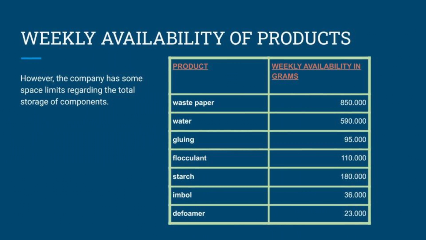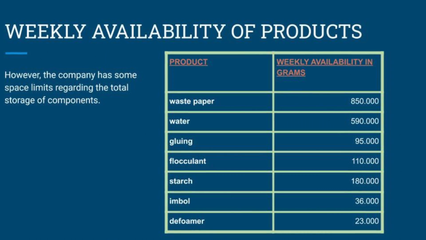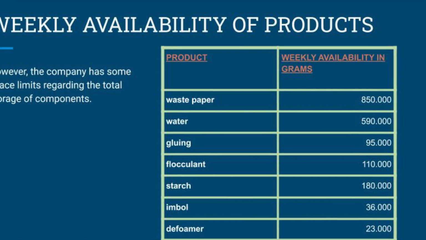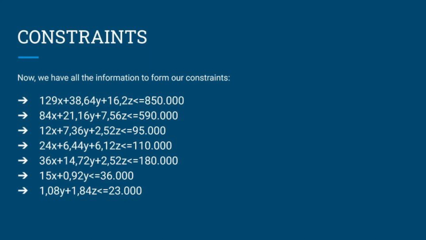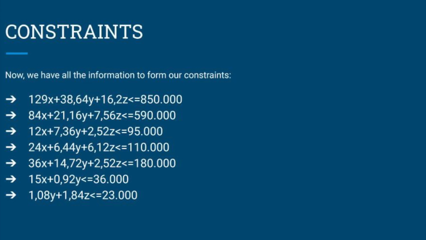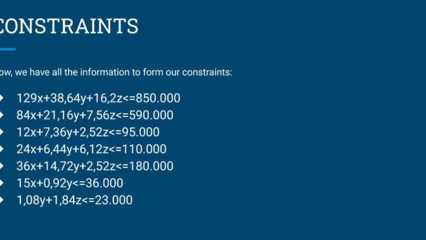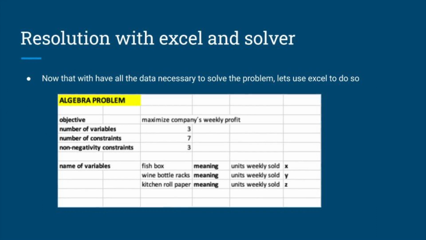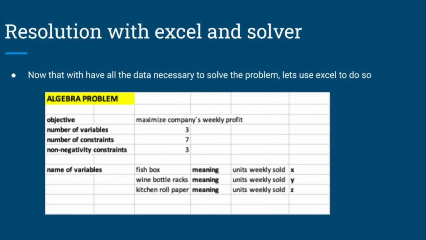In the next table is shown the storage limitation the company has. With all those, we construct our 7 constraints, because each product has a storage limitation. Of course, we understand that X, Y, and Z have to be greater than 0, so we have to add those non-negativity constraints. So with all this, we now have our problem set up, and we're going to use Excel to solve it.